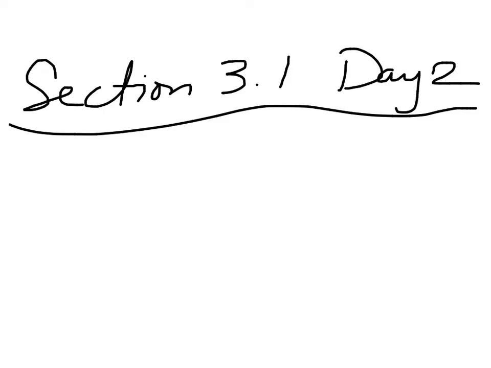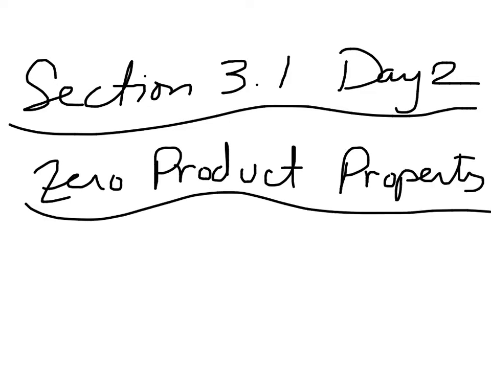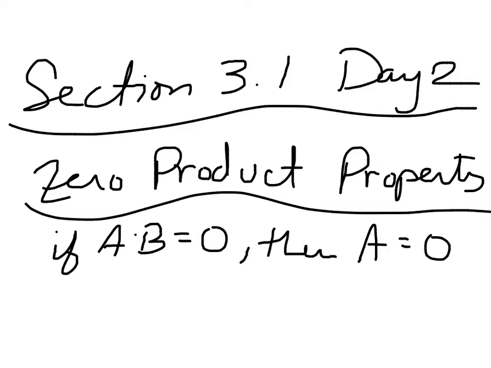What we're going to talk about in section 3.1 day 2 is what we call the zero product property. It's kind of a fancy name, but realistically, what it means is factoring. That's what you're going to do. It says if A times B equals 0, then A equals 0 or B equals 0. A and B don't have to be just a number. A and B are going to be parentheses. They're going to be groups.